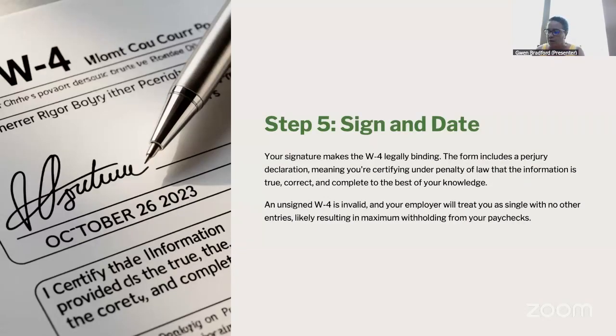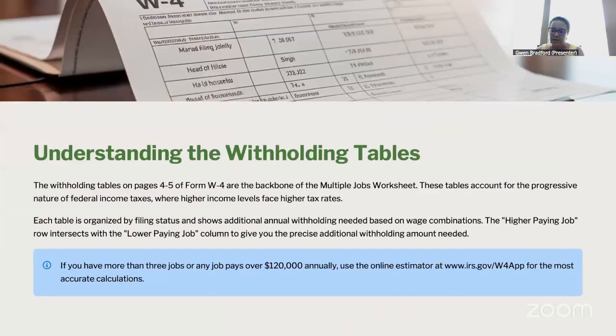There's also the FSA, which is the flexible spending accounts for child care, where you can have a certain amount come out. So those are the things that can reduce your withholding tax.